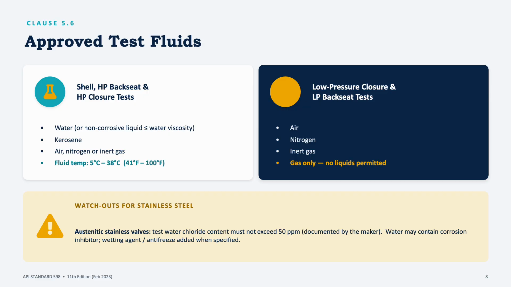Watch out for stainless steel. For a stainless steel valve test, water chloride content must not exceed 50 ppm. Water may contain corrosion inhibitor, wetting agent or antifreeze added when specified. Chloride content limits are mandatory because stainless steel is susceptible to corrosion if the water is polluted. So we need to make sure the water is in good condition and meets the chloride content requirement. So we need to check the water test.